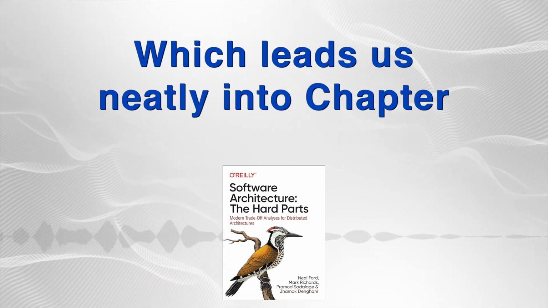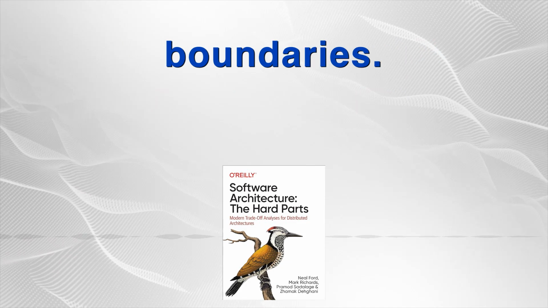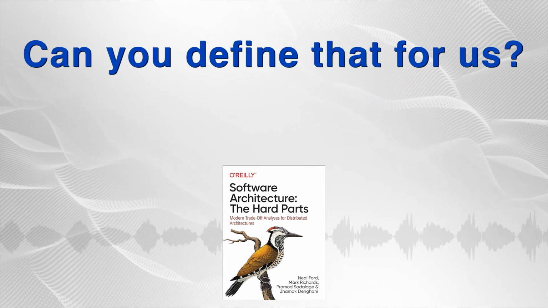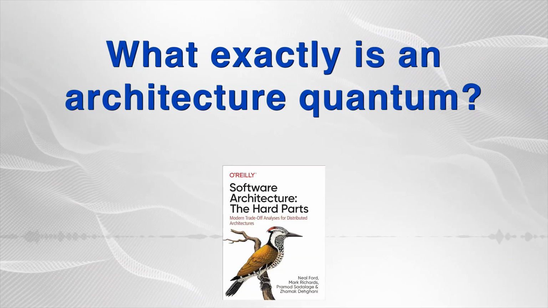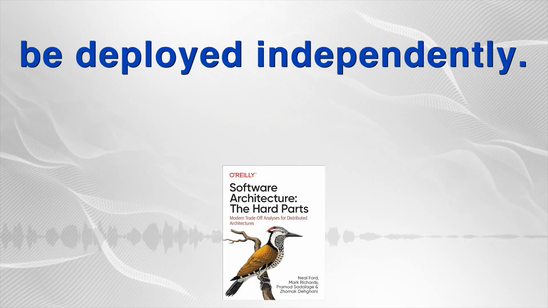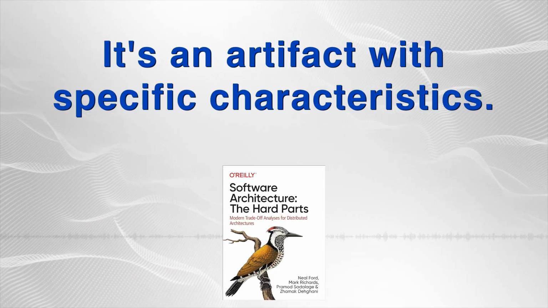Which leads us neatly into Chapter 2 and the concept of architectural boundaries, defined by the architecture quantum. This is a crucial idea. Can you define that for us? What exactly is an architecture quantum? Think of it as the smallest unit of your architecture that can be deployed independently. It's an artifact with specific characteristics.